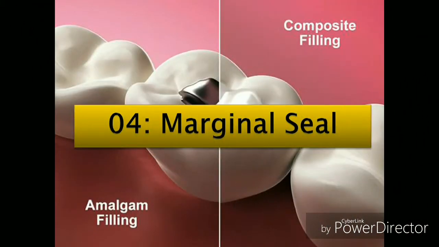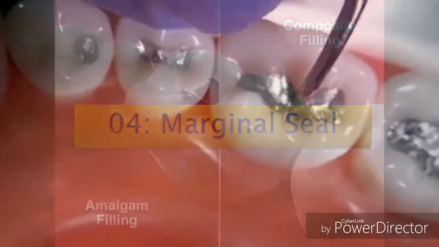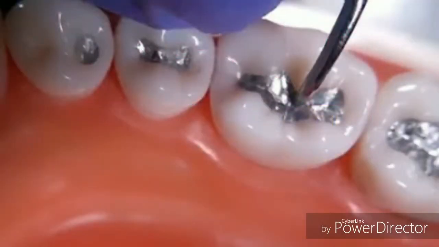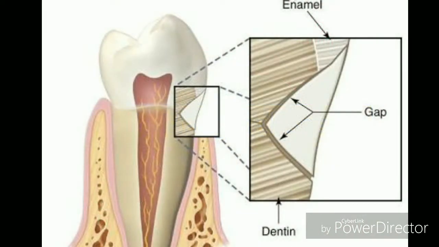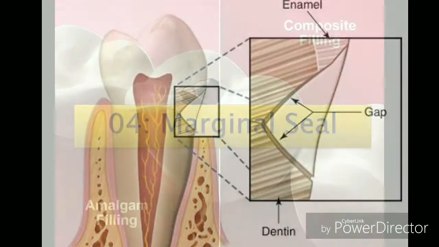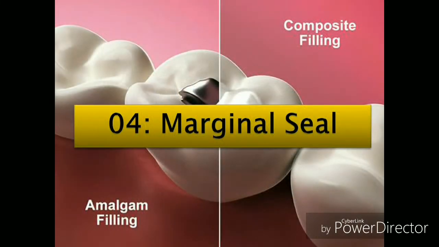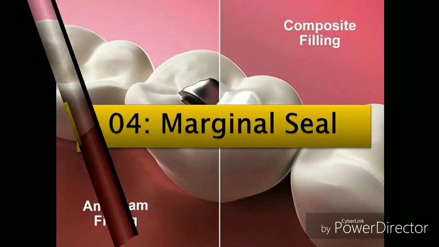The marginal seal of dental amalgam is much more perfect as compared to that of the dental composite. It is due to the production of corrosion products which seal the cavity margins in case of dental amalgam, whereas in case of dental composite, the marginal seal may get compromised once the polymerization shrinkage starts. It may lead to the lodgement of food particles, and finally recurrent caries may start.